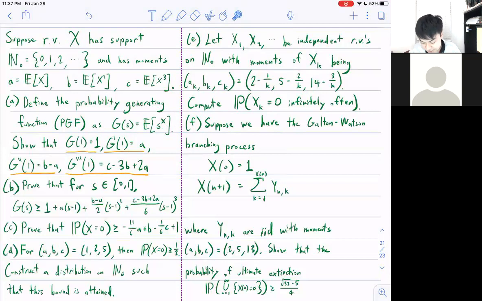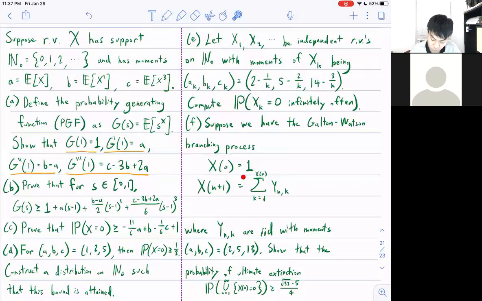And then for the sixth subproblem of this part, suppose we're given a Galton-Watson branching process. Unless you're taking some class in probability theory, you might not have talked about branching processes, so this problem might seem completely foreign.